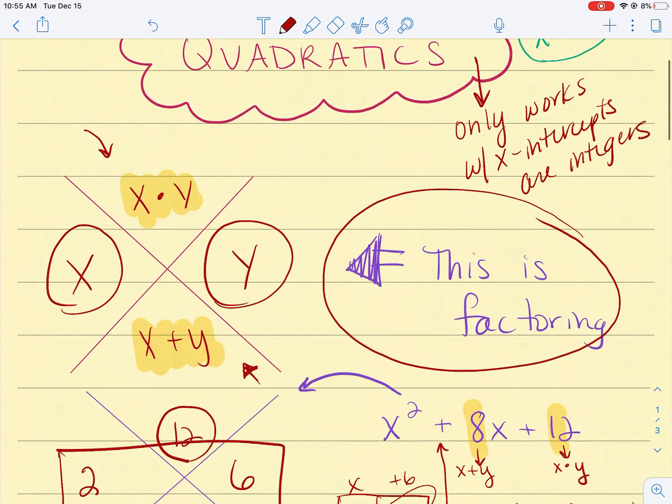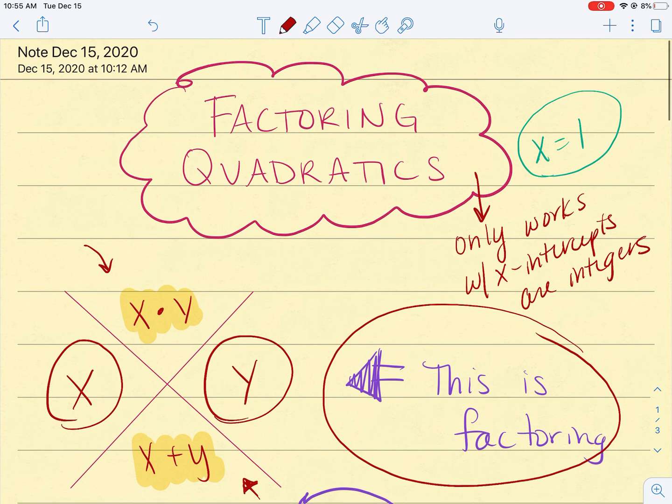So I hope this kind of gives you a little insight into how to try some of these factored forms. It does get harder if you don't know your factors of your numbers, but this is a good starting point. Always let me know if you have any questions.